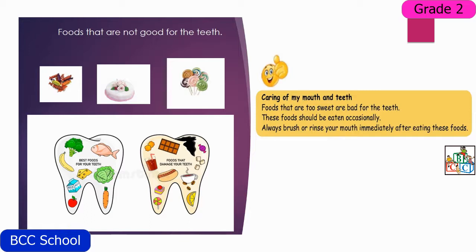Let's look at the first one. Foods that are good for your teeth. Here you have examples like bananas, cheese, carrots. Can you see? Milk, fish. Do you see that? We have also broccoli, apple. These are good for your teeth. They will keep your teeth strong, like milk.